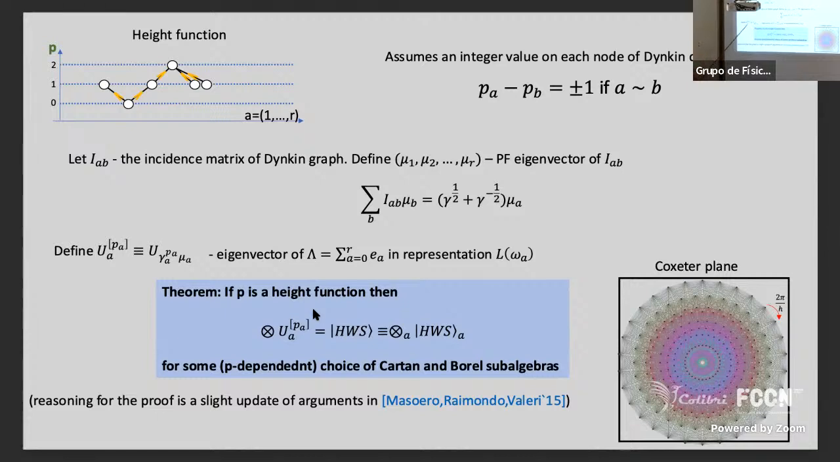This is how the notation is defined. So using this data, we are able to parameterize very important vectors. And there is a theorem which you can prove: if P is a height function as described here, the tensor product of these eigenvectors, so we take the tensor product over all possible fundamental representations, becomes a highest weight state for a certain choice of Cartan and Borel subalgebras.